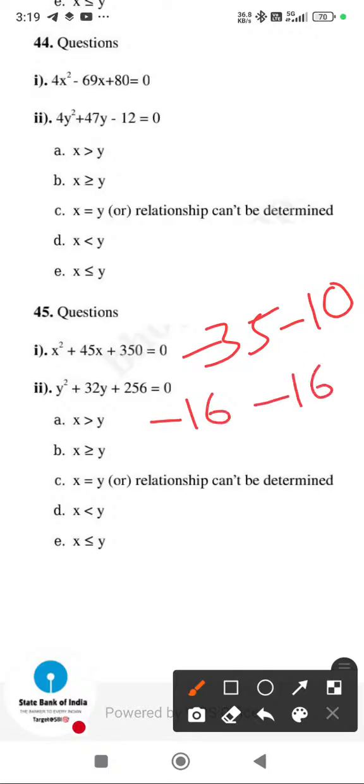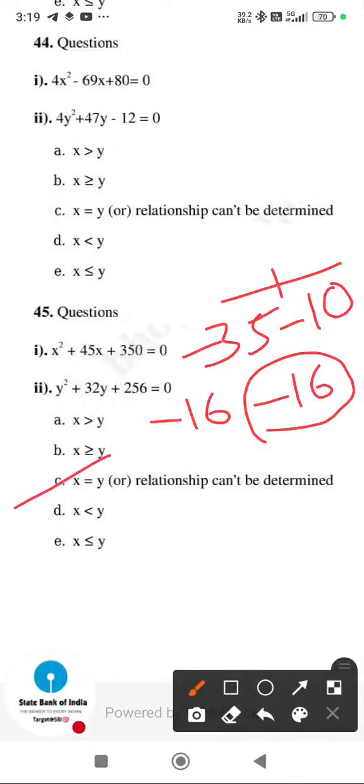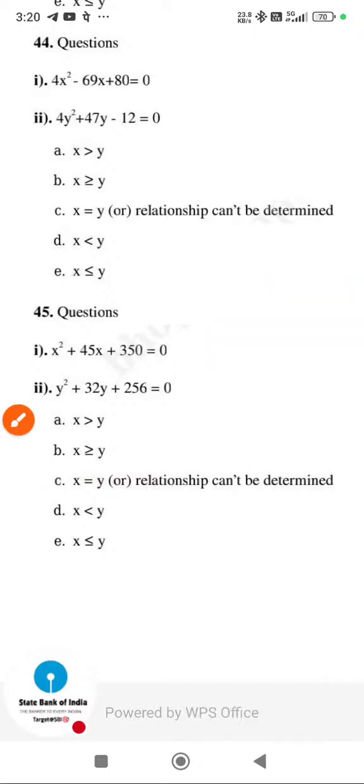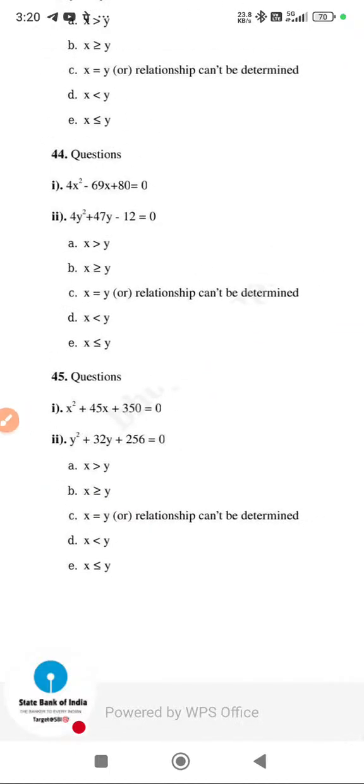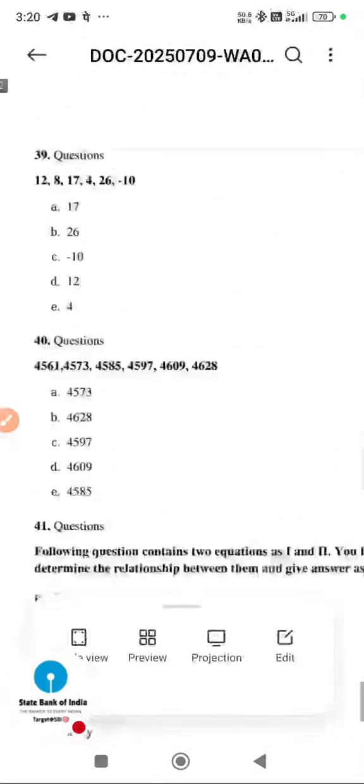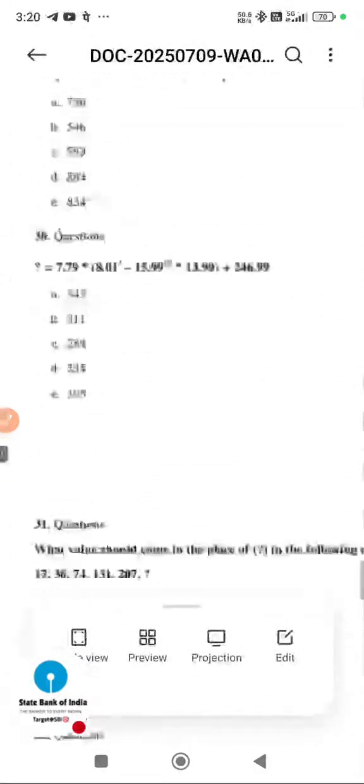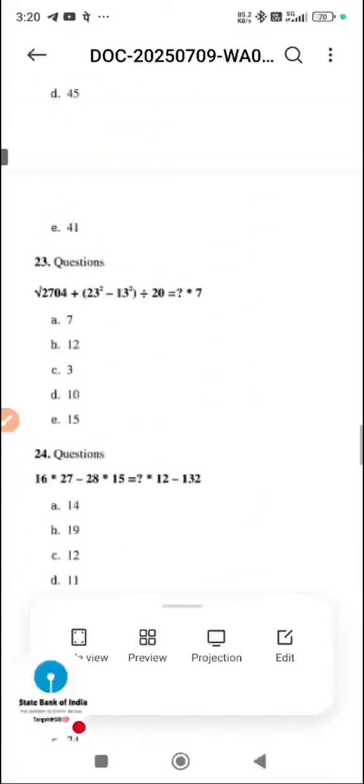Now by comparing these two, it is clear that this minus 16 comes in between these two numbers. So the answer for this one must be that no relation can be established, is our option. So this is quadratic equations. By this we have completed single liner questions, means speed math of quant is completed.